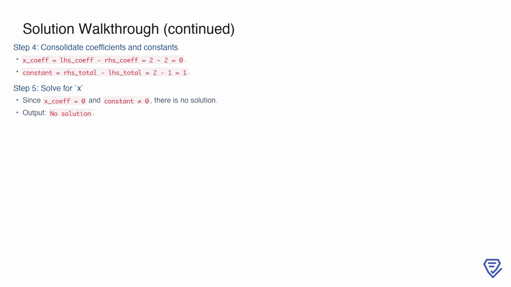Finally, we consolidate the coefficients and constants for 2x plus 1 equals 2x plus 2. The overall coefficient of x is the LHS coefficient minus the RHS coefficient, which is 2 minus 2 equals 0. The consolidated constant is the RHS total minus the LHS total, which is 2 minus 1 equals 1. Since the coefficient of x is 0 but the constant is not 0, this equation has no solution. This means there are no values of x that satisfy the equation, so the output is no solution.